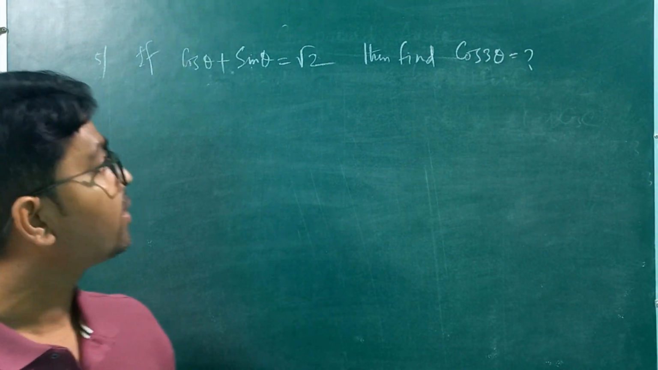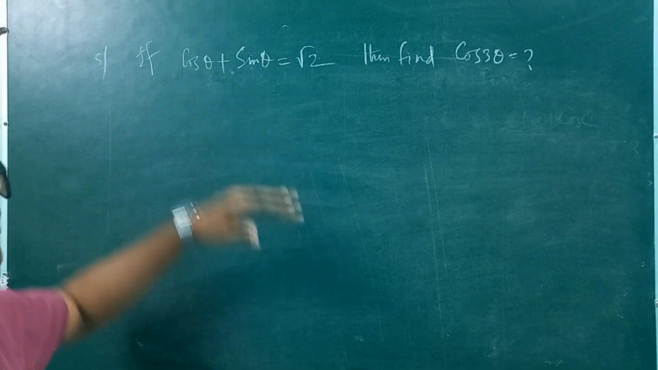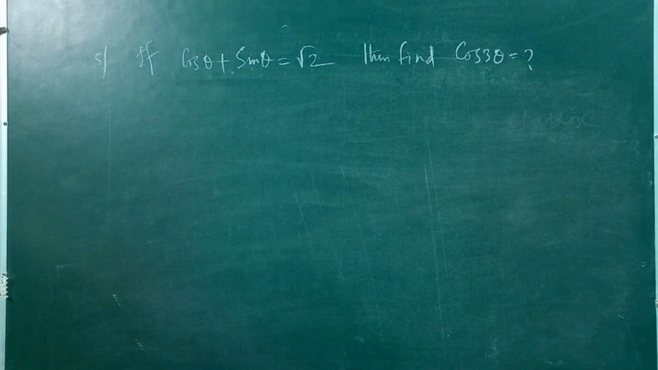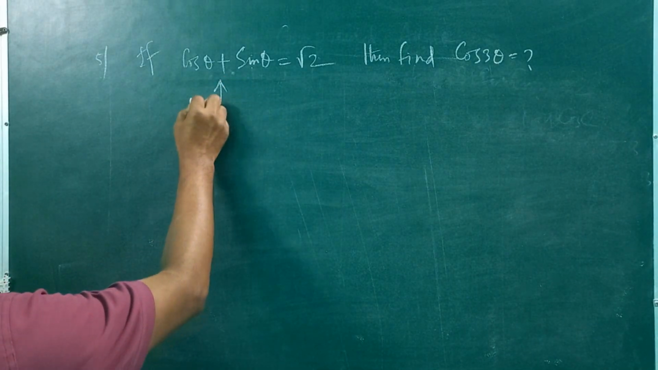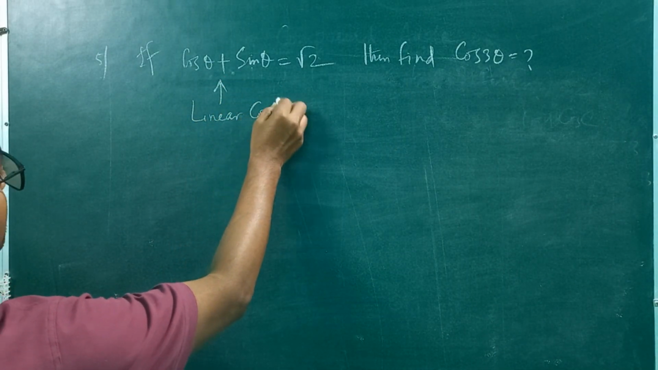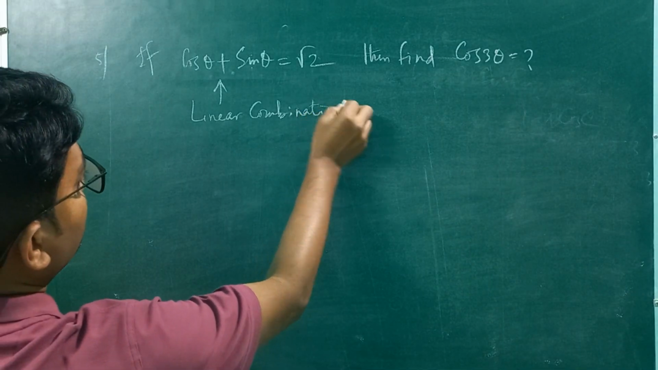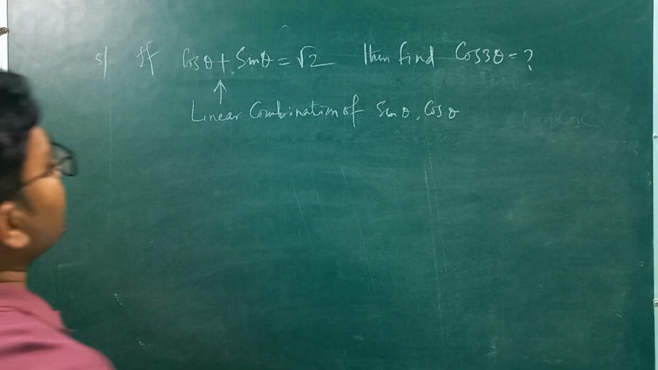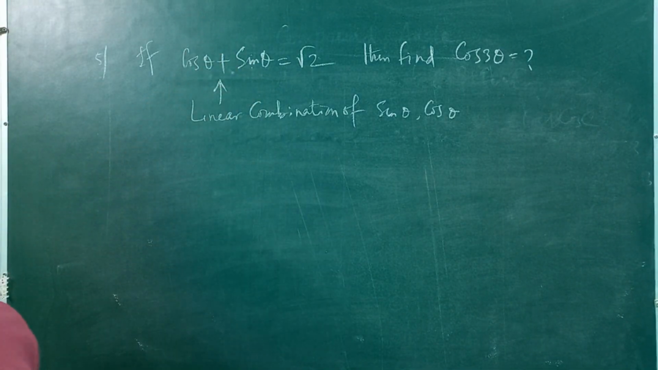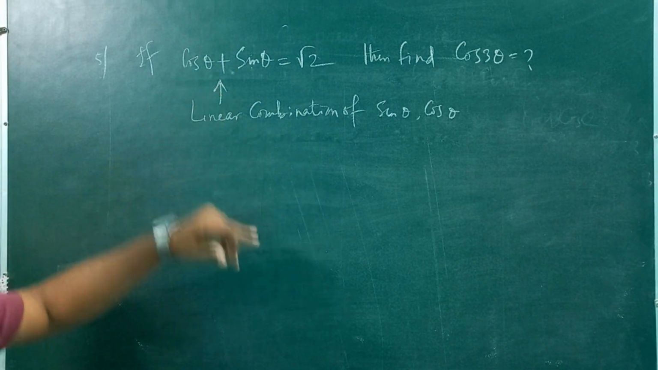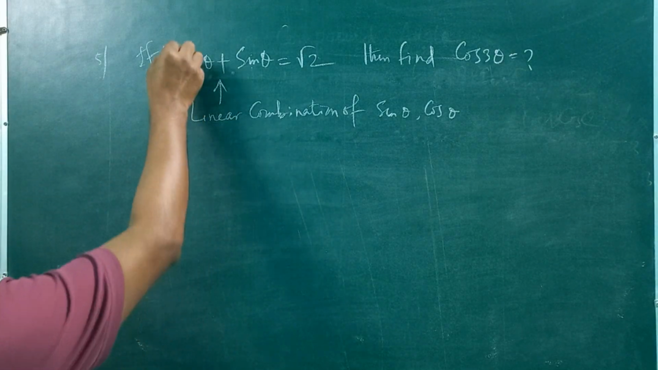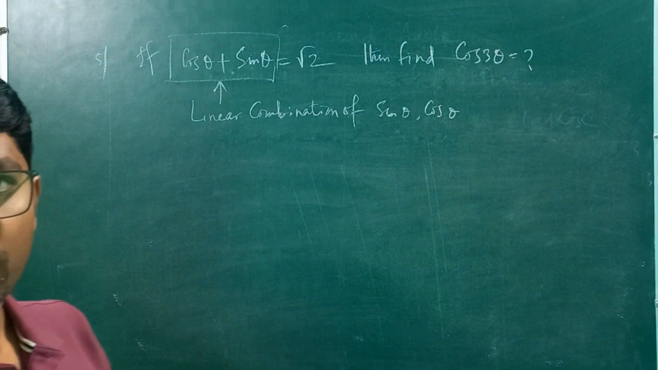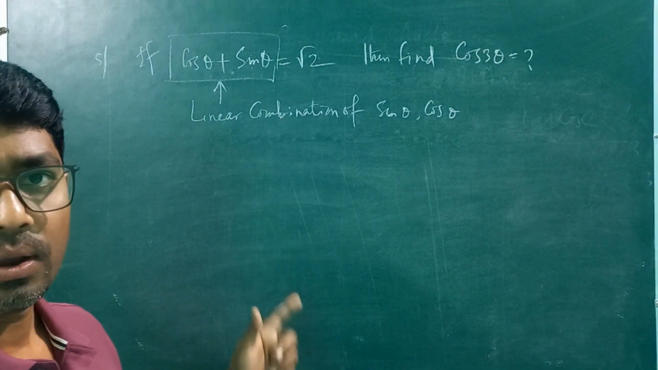How can we calculate the angle from this type of relation? This relation is a special type of relation. This relation is a linear combination of sin theta and cos theta, that is, the power of sin and cos is 1. There is no multiplication between sin and cos. This type of expression we can easily convert into only sin or only cos. See how we can approach the problem.